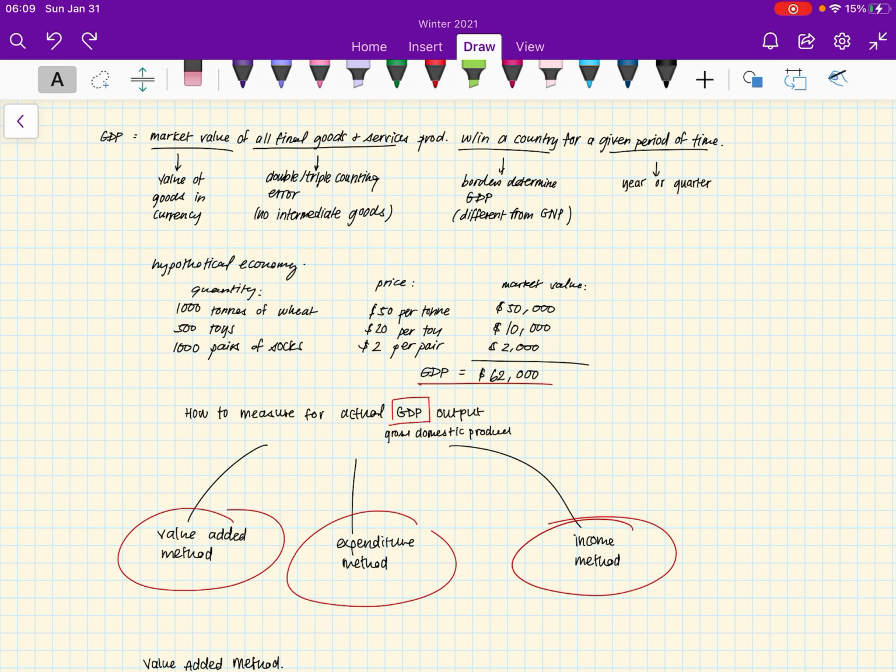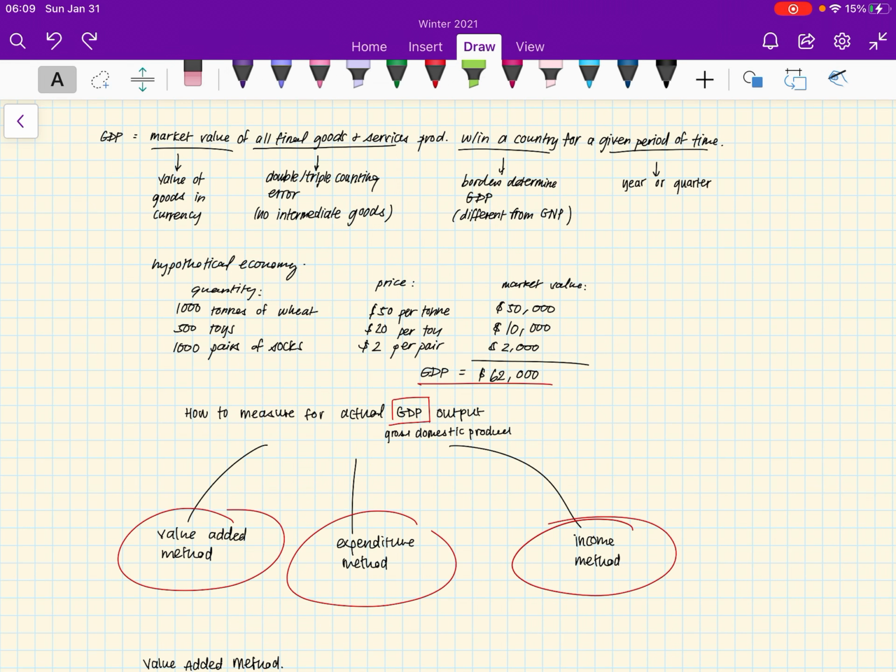Within a country simply means that borders determine GDP, so whatever is produced within a country will count towards its GDP regardless of the nationality of the person who produced it. That's how we distinguish GDP from GNP, gross national product. All final goods and services simply means we will only take the value of final products. So if a product was used to create another product, this will not be counted. If so, this can lead to a double or triple counting error.